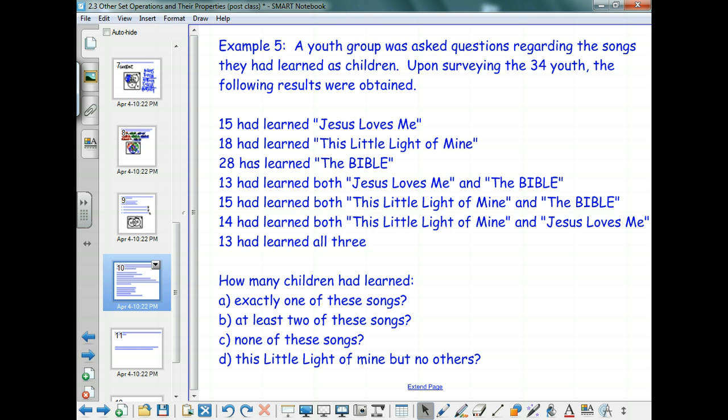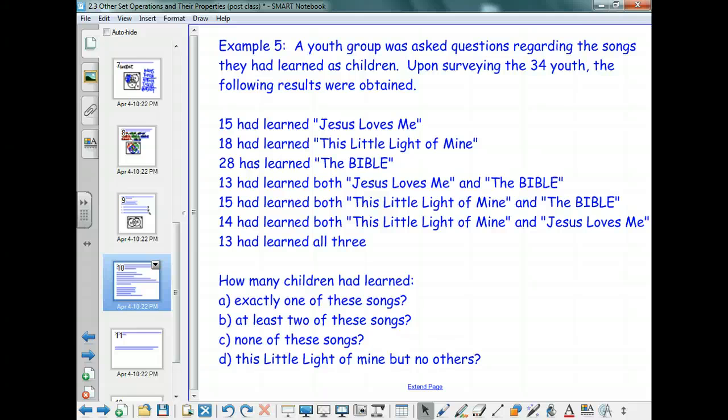All right, a youth group was asked questions regarding songs that they learned as children. Upon surveying the 34 youth, the following results were obtained. 15 learned Jesus Loves Me. 18 had learned This Little Light of Mine. 28 had learned the B-I-B-L-E. 13 had learned both of these, Jesus Loves Me and the B-I-B-L-E. 15 had learned This Little Light of Mine and the B-I-B-L-E. And then 14 had learned This Little Light of Mine and Jesus Loves Me.